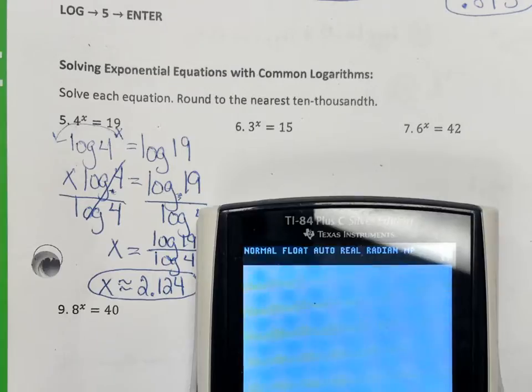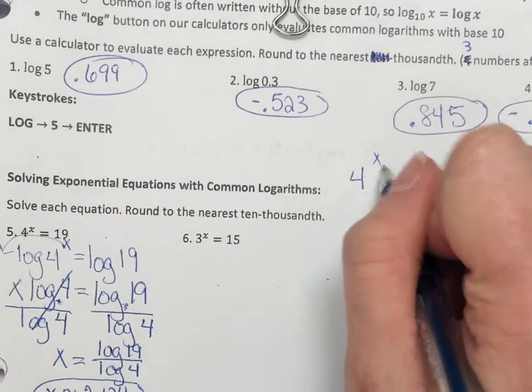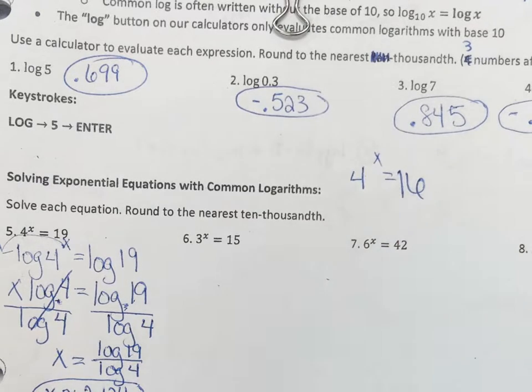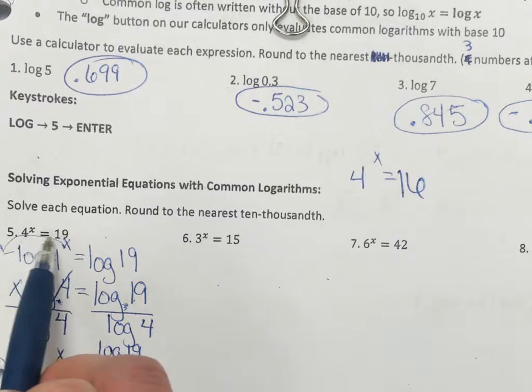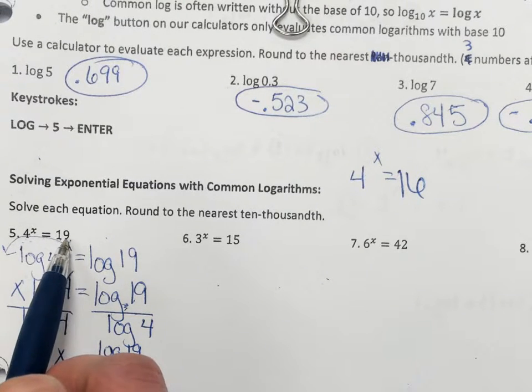Now, why did we do it this way? Because before, remember last test, we had something like this. We had like 4 to the x equals 16, right? And what did we do then? We had to make them have the same base, right? Why could I not do that for 5? They don't have the same base. Do you see why we're doing this different now?